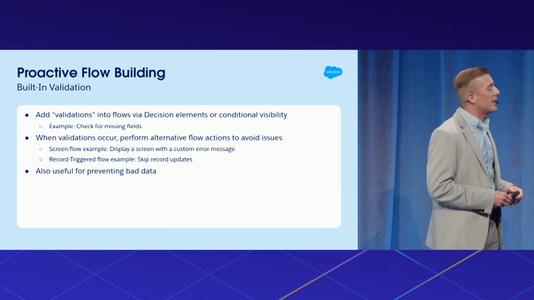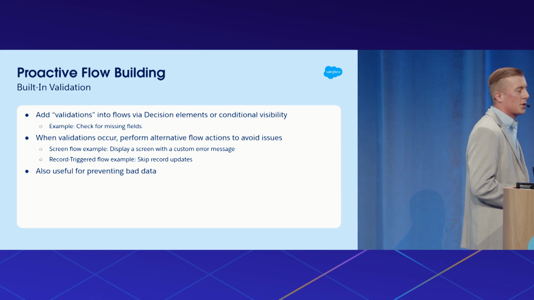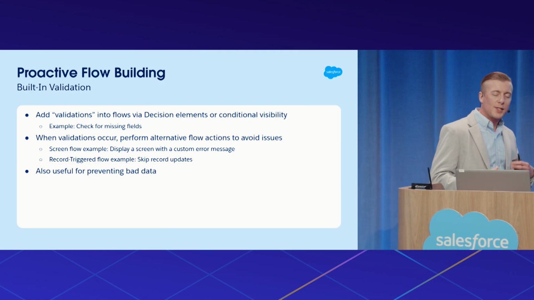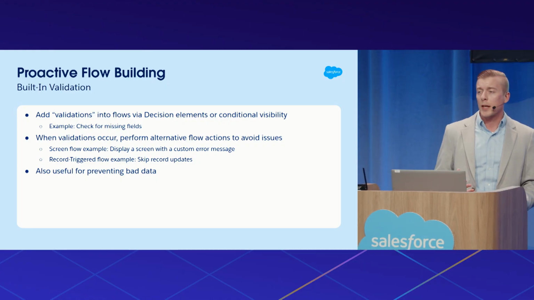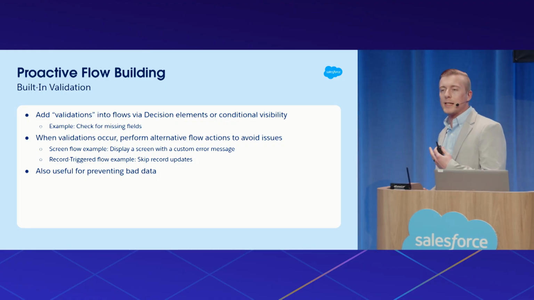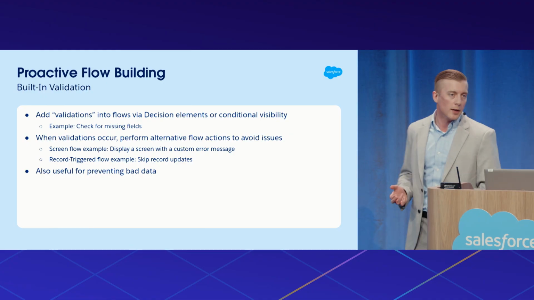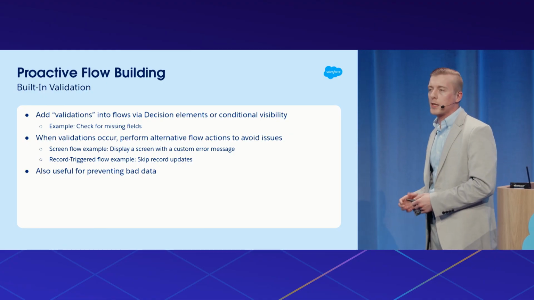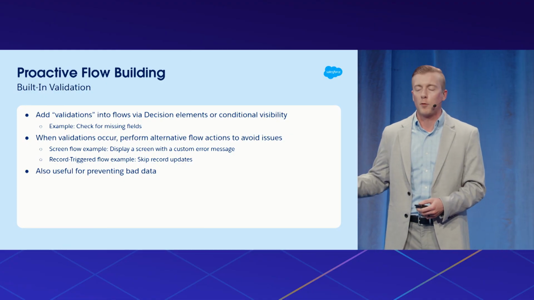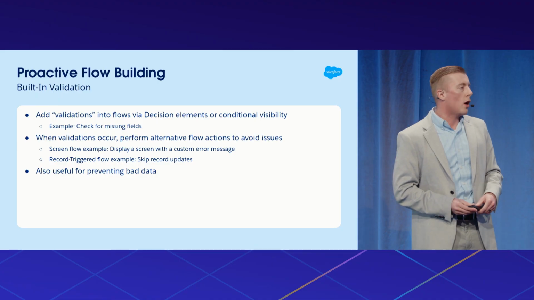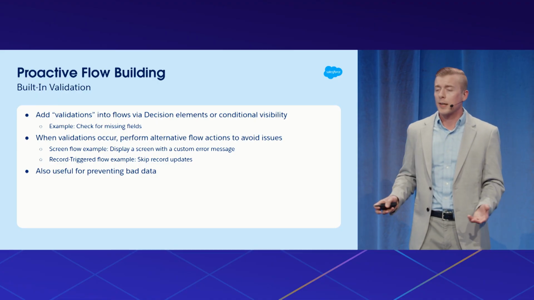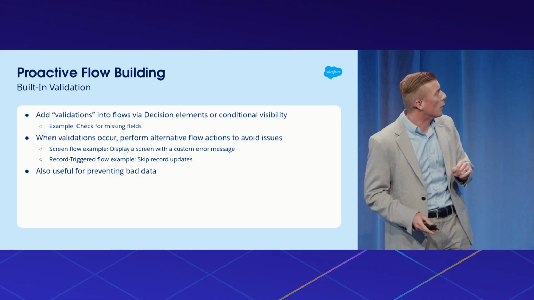The first best practice is built-in validation in your Salesforce flows. And this is not so much like a validation rule that you would put on an object, but rather utilizing decision elements or conditional visibility. So maybe we're checking for missing fields, and we're telling the user to fill those out before proceeding. Maybe we are checking to see if records already exist and stopping them from creating another one.